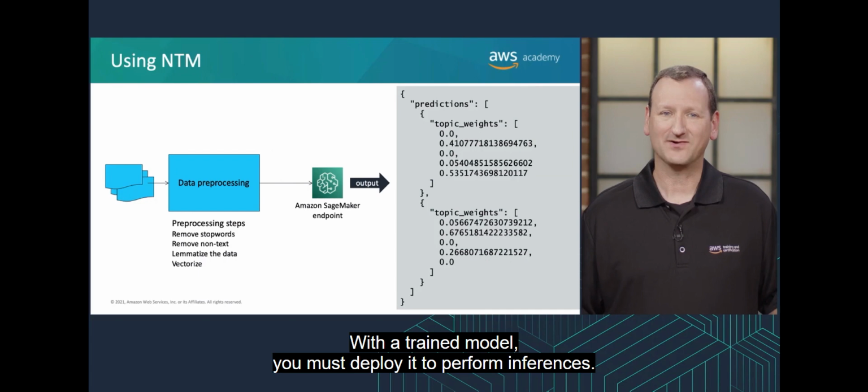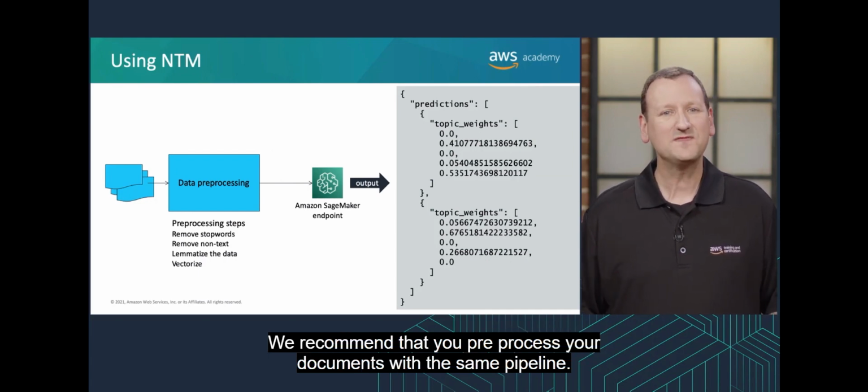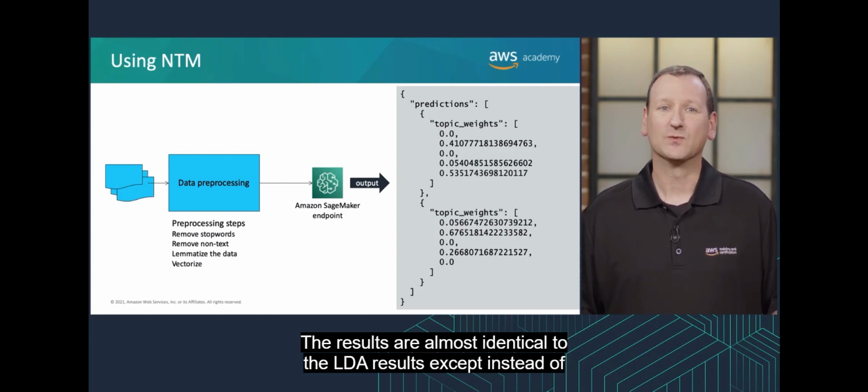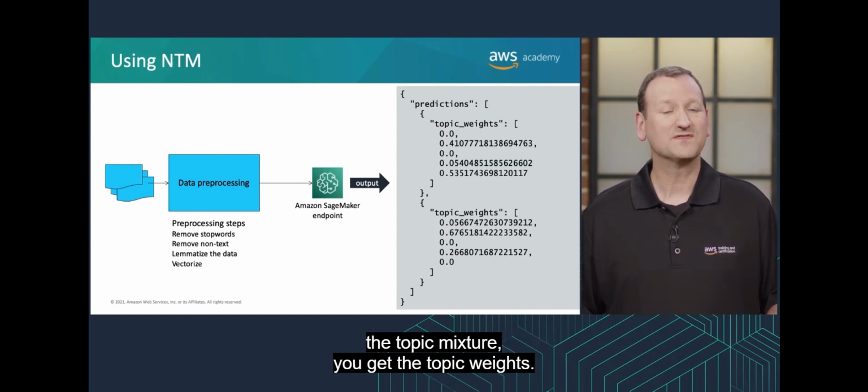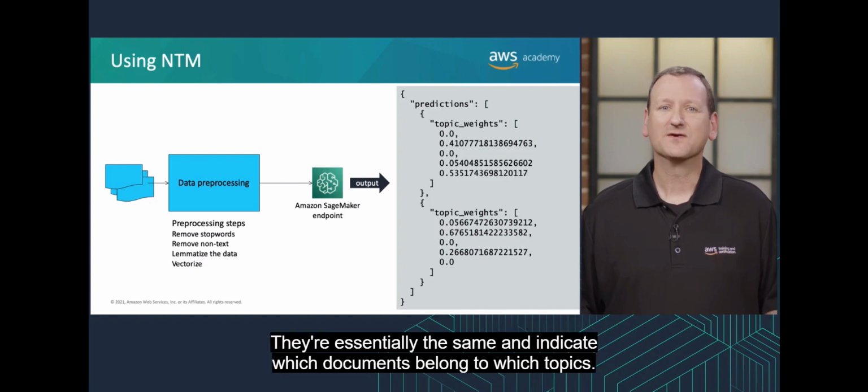With a trained model, you must deploy it to perform inferences. We recommend that you pre-process your documents with the same pipeline. The results are almost identical to the LDA results, except instead of the topic mixture, you get the topic weights. They're essentially the same and indicate which documents belong to which topics.